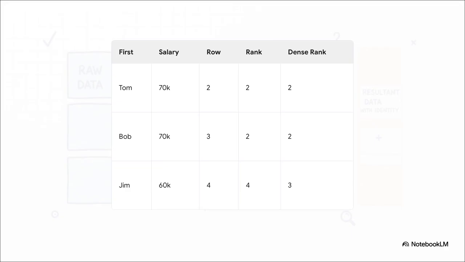Take a close look at Tom and Bob. They're tied at 70K. Row number blindly hands them 2 and 3. Rank gives them both a 2, but leaves poor Jim stuck with a 4. Dense rank gives them both a 2 and awards Jim the 3. You absolutely have to know your business logic before you pick your function.